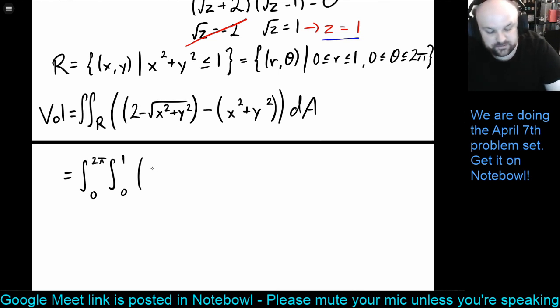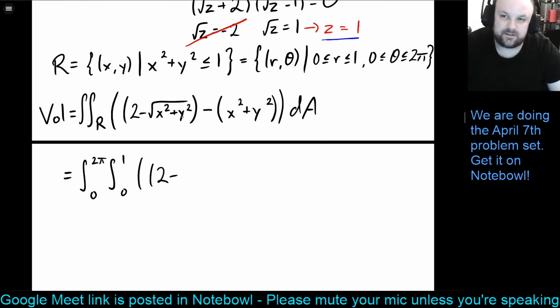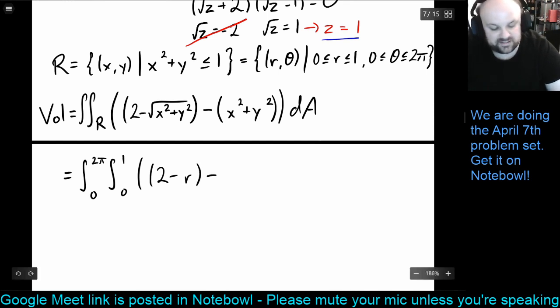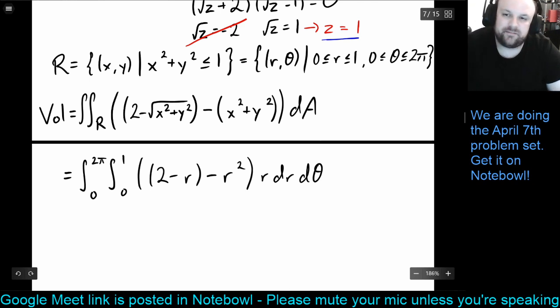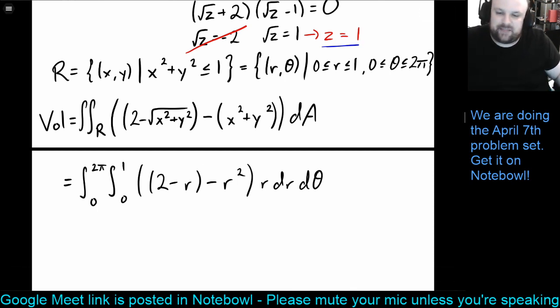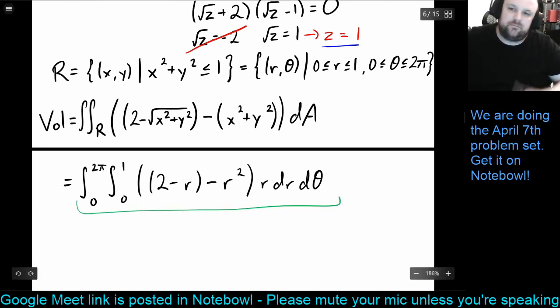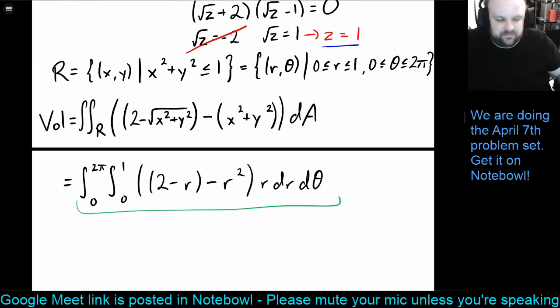So here we have a 2 minus square root of x squared plus y squared. That's square root of r squared, so this is just r. Minus x squared plus y squared is r squared. And then r dr d theta. Right? And so you can multiply this out and compute it by hand if you want. We'll do it here with Mathematica because, again, the most interesting part of this problem is setting up this integral. Once you have that, then it's just computation.